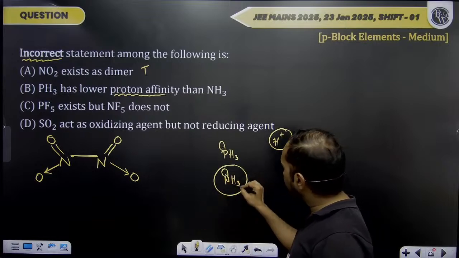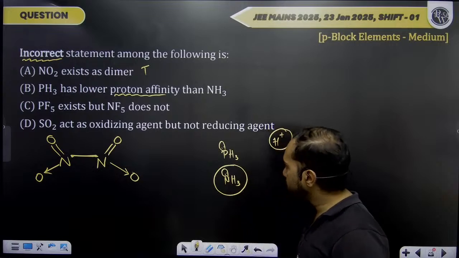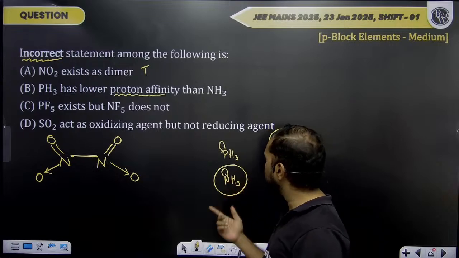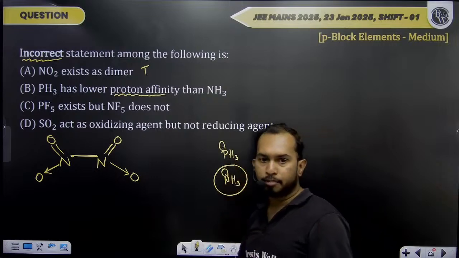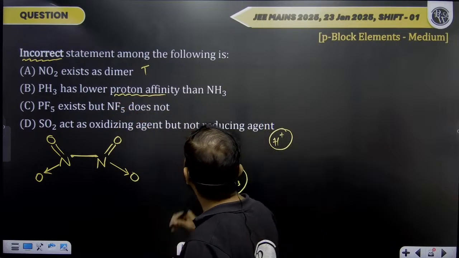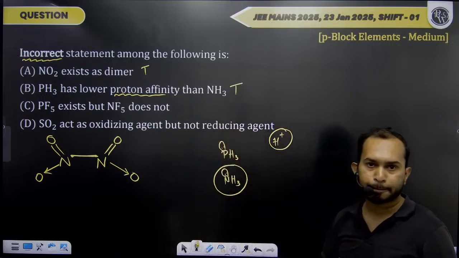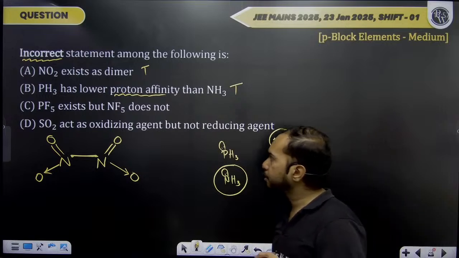That means ammonia is a better base as compared to PH3. Ammonia will have higher proton affinity than PH3. So statement 2, PH3 has lower proton affinity than ammonia, is also true. Clear? Moving on to the next question.